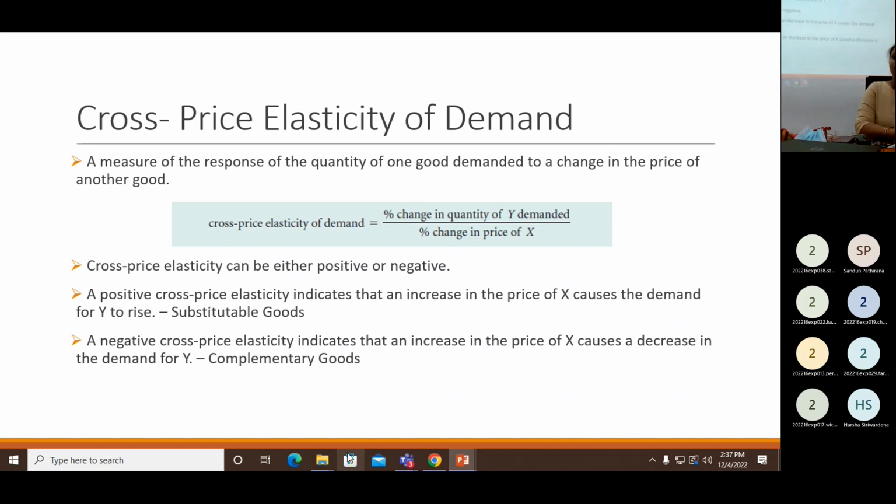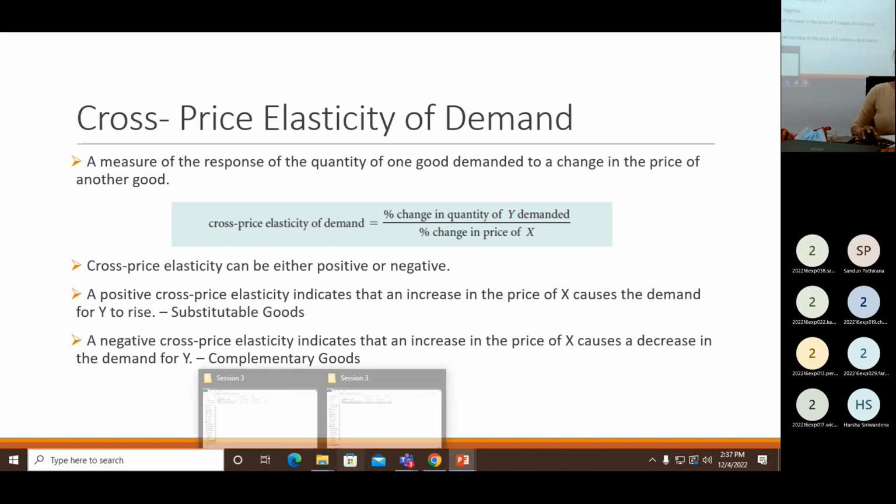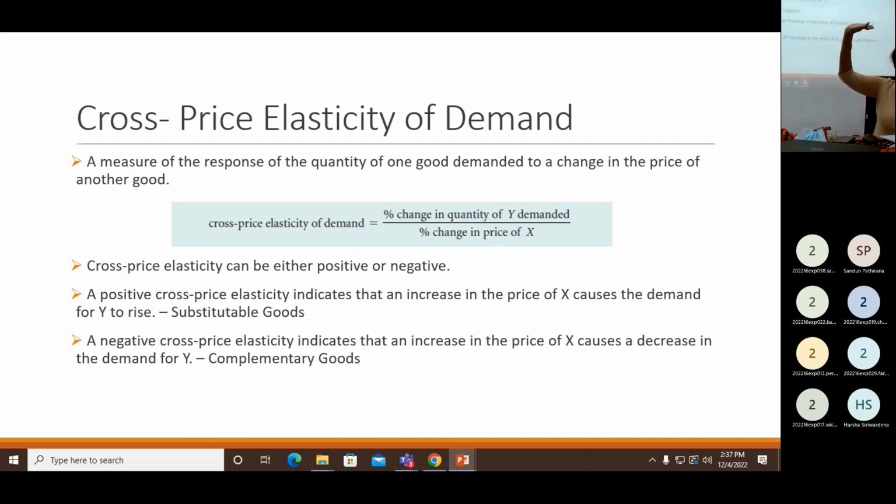Now we will look at cross price elasticity of demand. Have you learned about this before? Cross price elasticity of demand? Yes or no? Those who have learned it before, please raise your hand. Who else? I learned this in A-levels also.